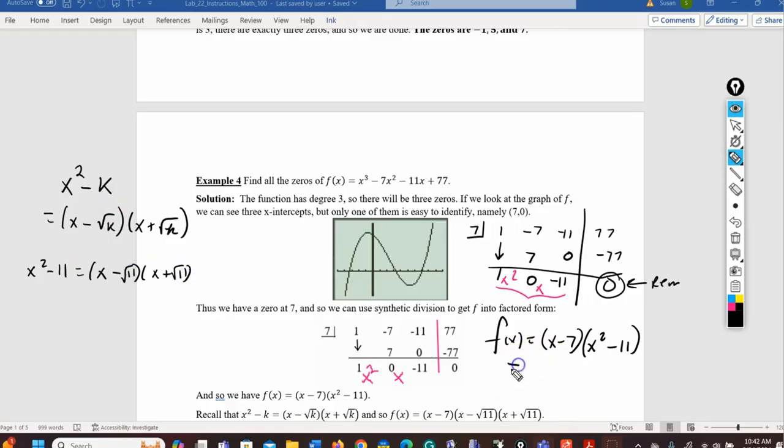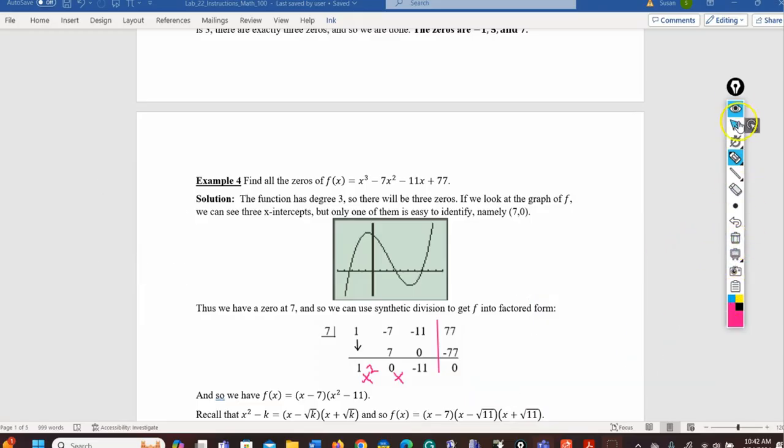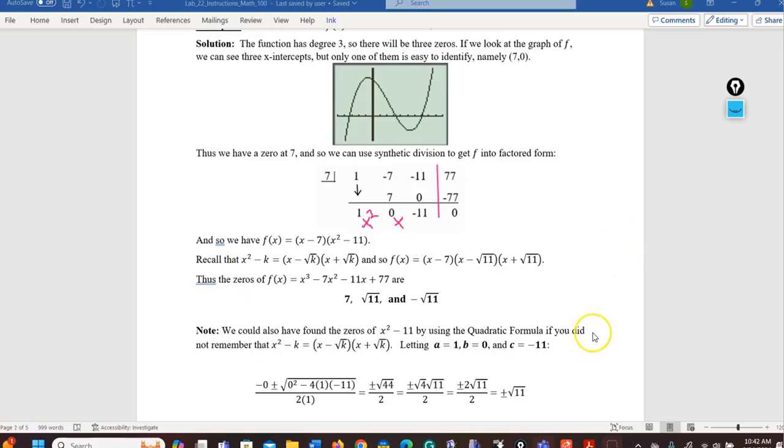So this will factor as x minus 7 times x minus square root of 11 times x plus square root of 11. And you can see what the zeros are. The zeros are 7, square root of 11, and the negative square root of 11, which is what we had here. And the zeros were 7, square root of 11, and negative square root of 11.